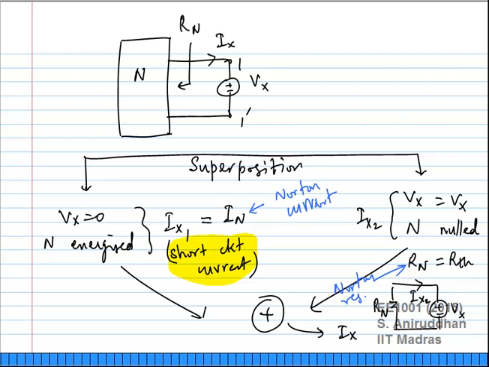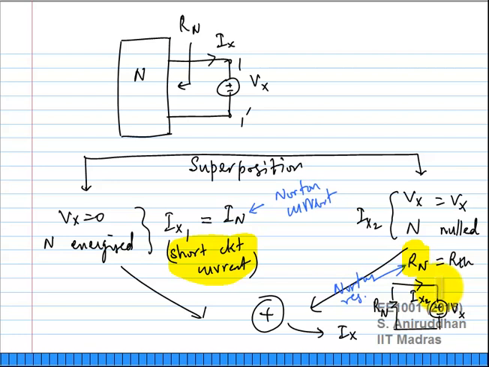Then the other part of the superposition is you de-energize all the sources, all the independent voltage and current sources inside N. That is basically N is nulled. You are going to apply Vx here and find out what Ix is flowing. That will clearly be some form of resistance across these two terminals, because now N has no independent voltage and current sources. So that resistance is called Rn.